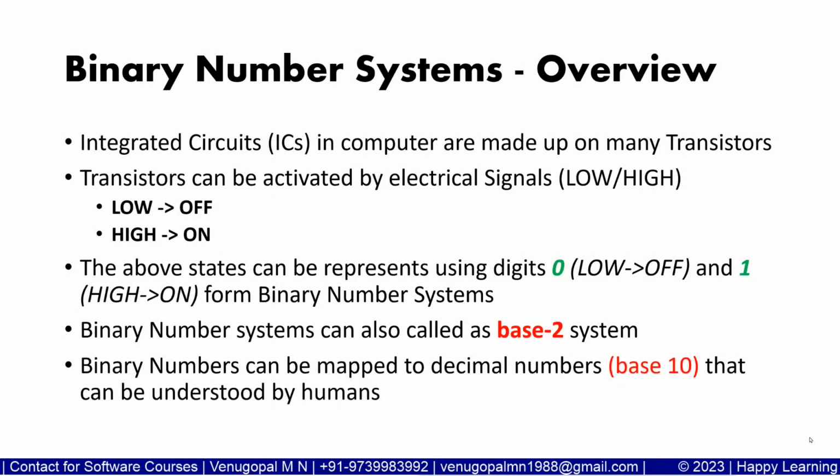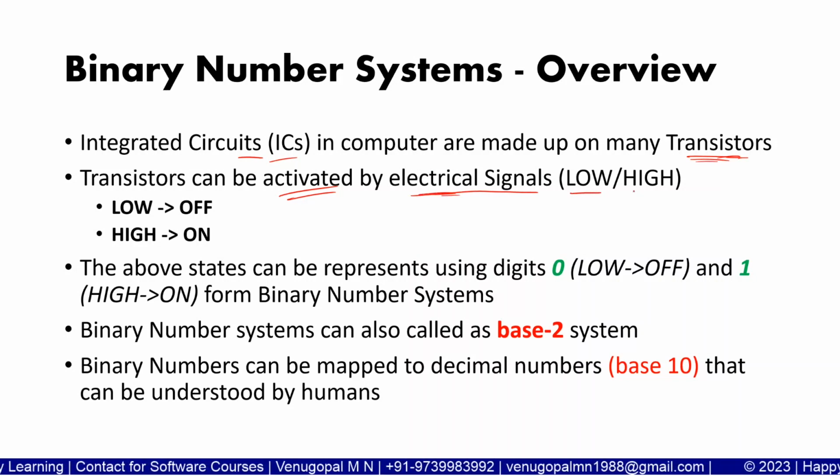So, coming to the overview of the binary number system. As I said earlier, the integrated circuits in a computer are made up of many transistors. Transistors are like small individual circuits present in an integrated circuit, and every single IC chip will have millions or billions of them. A transistor can be activated by passing an electrical signal.